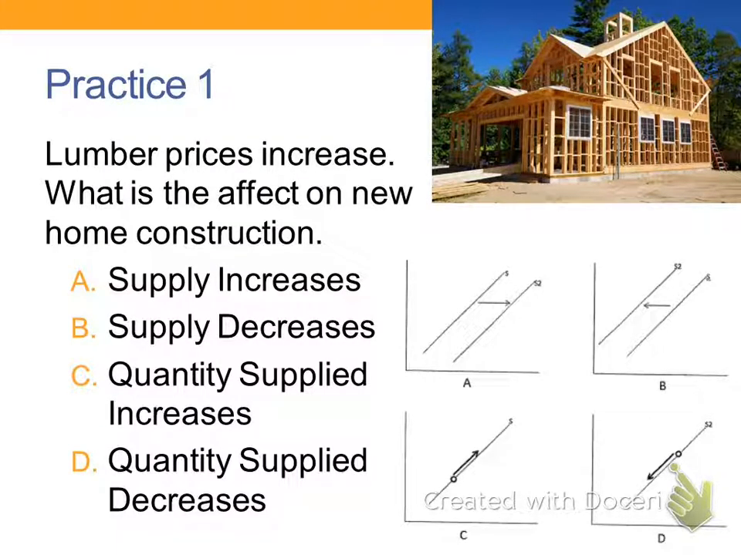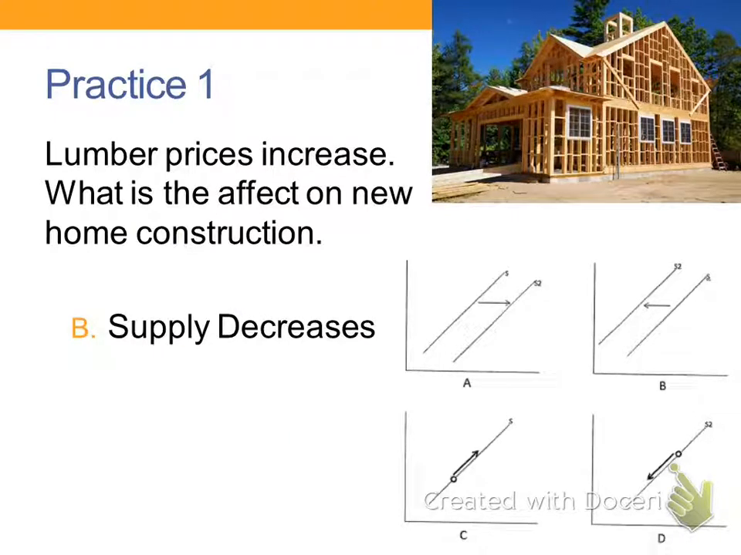We have a couple of practice problems, so you can pause the video, take a look at it, and then I will go over it. So for the first one, lumber goes up in price. Lumber is used to make new homes, therefore it is an input, and we're going to have a supply decrease because now it's more expensive to produce homes, so we're going to make fewer homes.